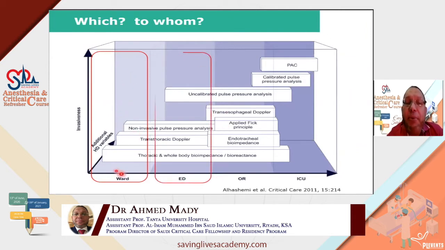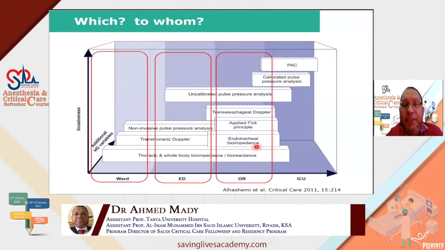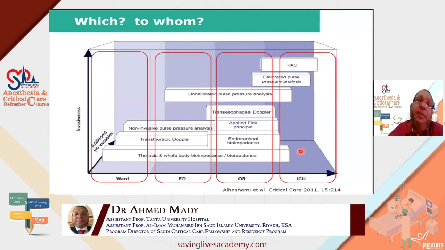If you are in the emergency department, maybe you need uncalibrated, or we can say self-calibrated, like Vigileo or like LiDCO. If you are in the OR and you have an ETT, you can use bioimpedance, you can use NICO, you can use the applied Fick principle, transesophageal Doppler, or an uncalibrated technique. But in the ICU, the patient is always hyperdynamic. The shock is not in a stationary phase. So you need a more advanced technique, which is either the pulmonary artery catheter or a calibrated one, either EV1000 or PiCCO. So simply, where you are using the device, right?